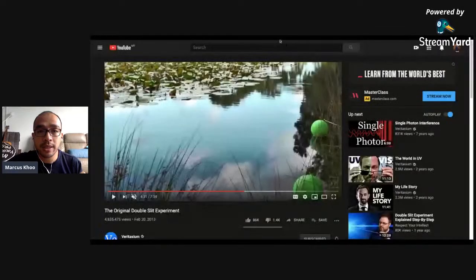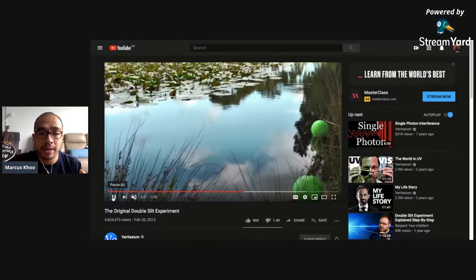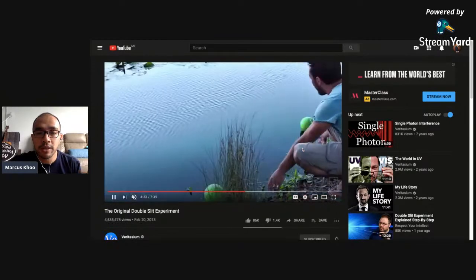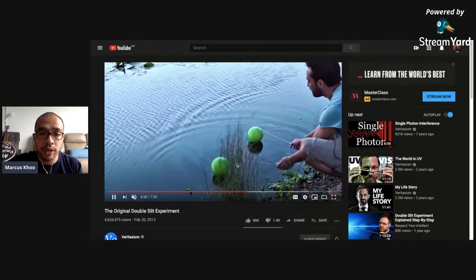Everybody knows what happens if you drop a ball into water. But what happens if you drop two balls into the water at the same time? Or to make it even more interesting, instead of dropping two balls, we have these two balls constantly hitting the water at the same time. Let's take a look at what happens. Over here you have these two balls.